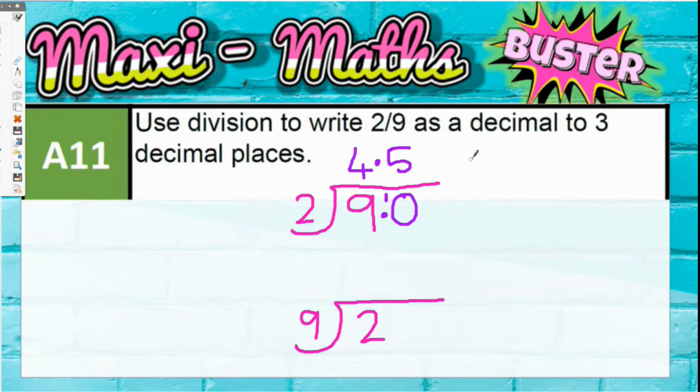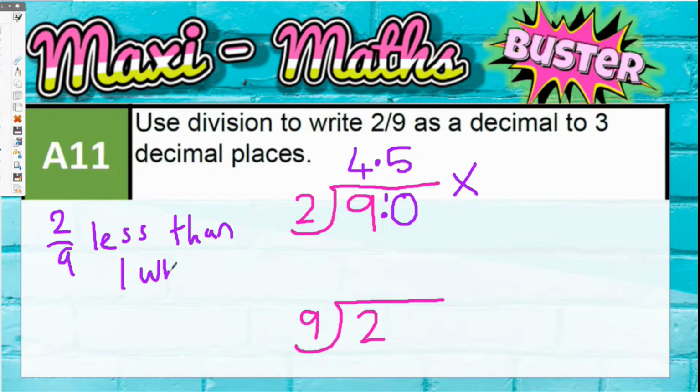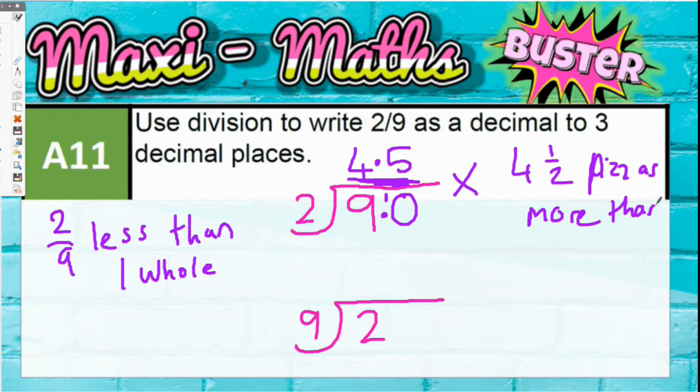But this, if you use your common sense or a bit of logic, has got to be wrong. And that's because 2/9 is less than 1 whole. So if you eat 2/9 of a pizza, you're eating less than the whole pizza. But this 4.5 is saying 4.5 pizzas. So that is saying more than 1 whole. So how can 2/9, which is supposed to be less than 1 whole, end up as an answer that means 4.5, which is more than 1 whole? So that's got to be wrong. And it's wrong because we've done it the wrong way round.